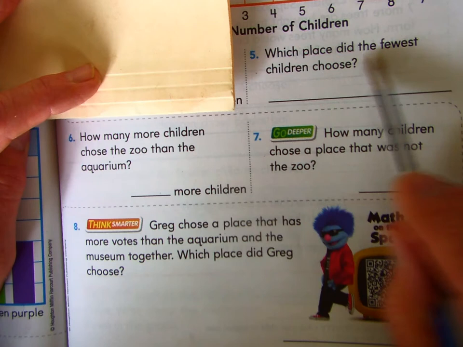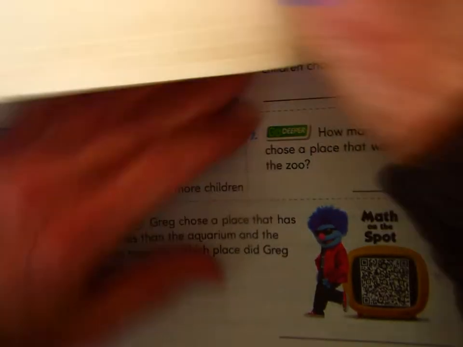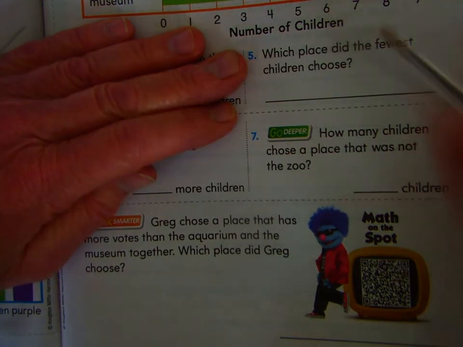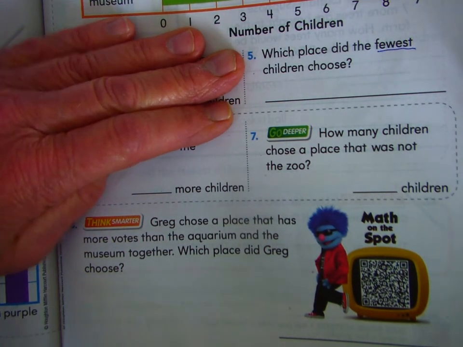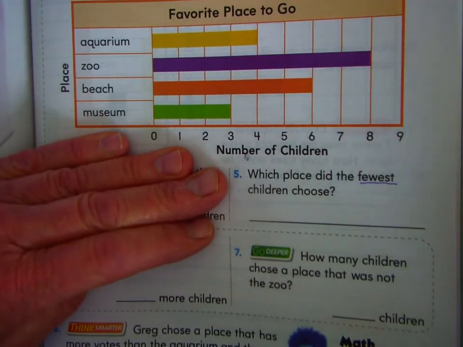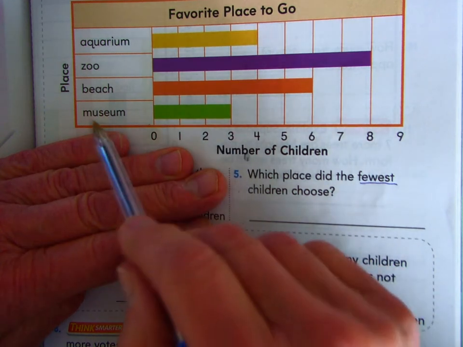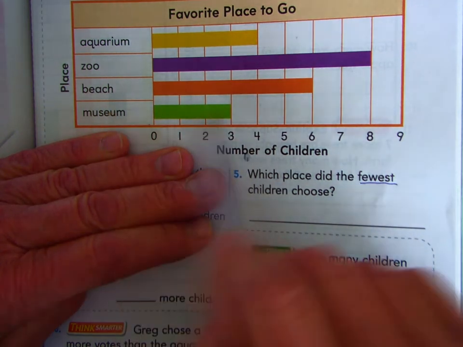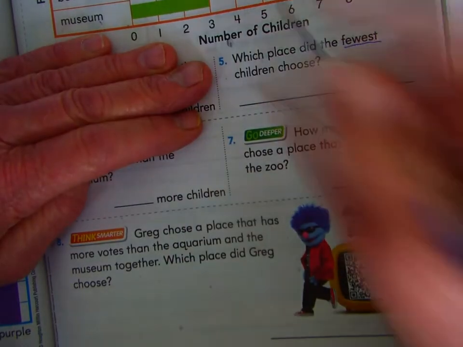Which place did the fewest children choose? Okay, the fewest. Let me look here. What does fewest mean? ¿Más grande o más chiquito? Más chiquito. ¿Cuál es el más chiquito? Which is the fewest? El menor. Ese es el menor. What place? It asks which place, so we don't want to put 3. We want to put the place. Museum.